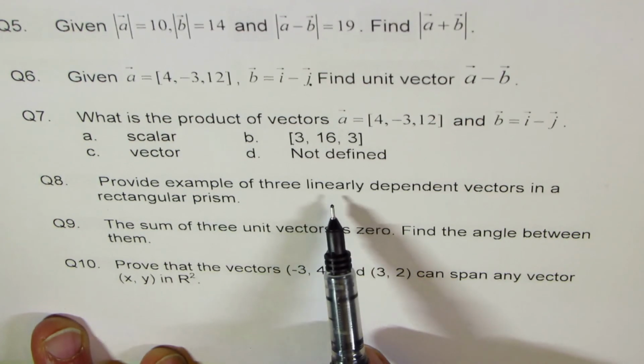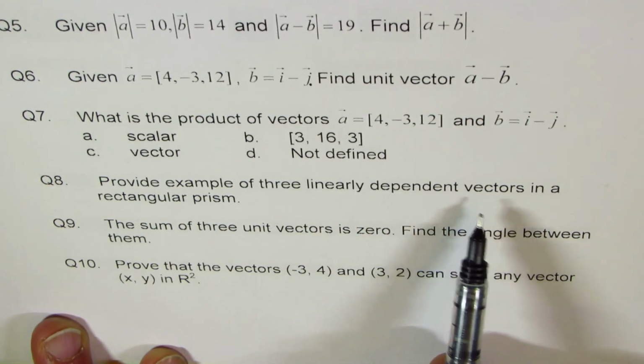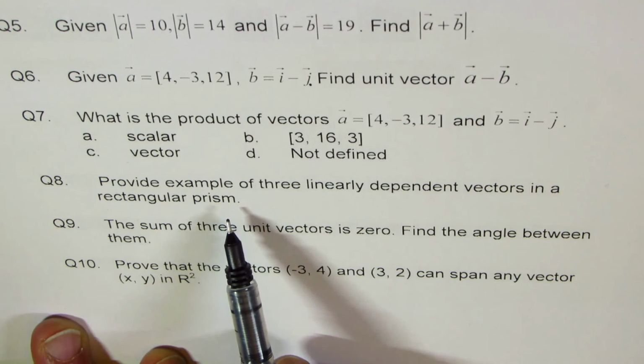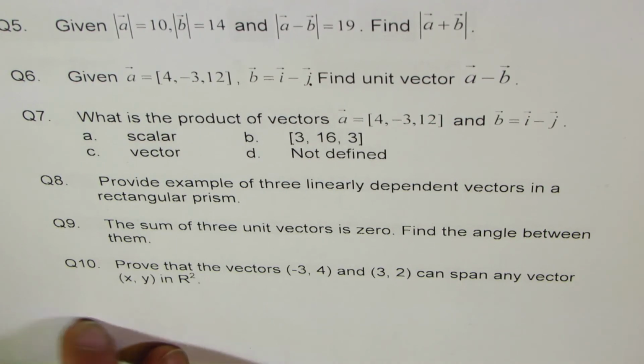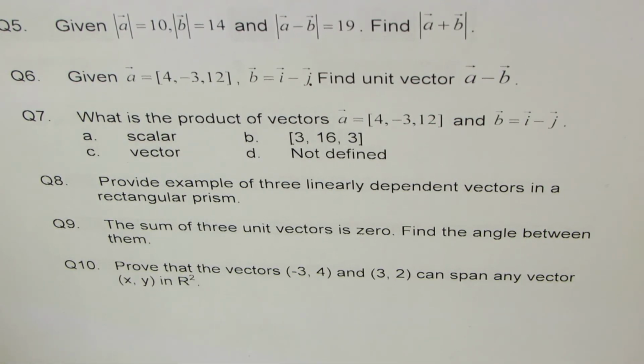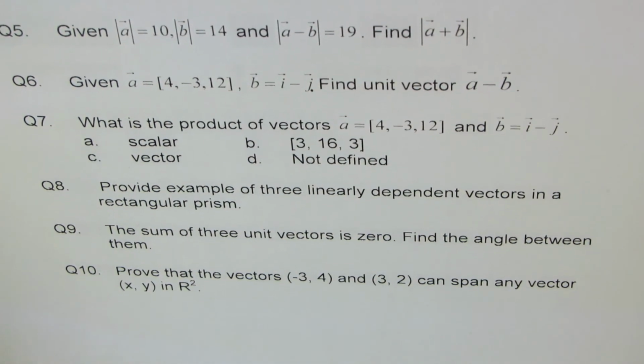Question 8. Provide example for 3 linearly dependent vectors in a rectangular prism. Question 9. The sum of 3 unit vectors is 0. Find the angle between them. Question 10. Prove that the vectors -3, 4 and 3, 2 can span any vector xy in R2. So I hope the questions are straightforward. I'd like you to pause the video, answer these questions, and then look into my suggestions. So let's begin answering them one by one.